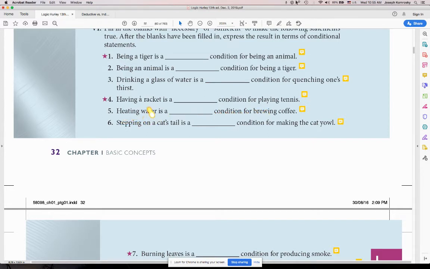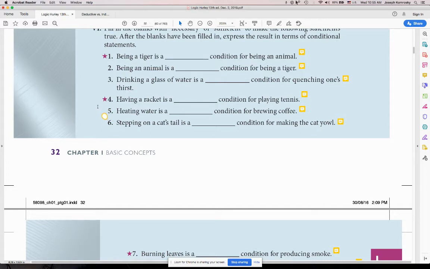You don't have to heat water. You can have ice. You can chill water. You can have cold coffee. You can even have cold tea. So I could say heating water is a sufficient condition for brewing coffee because I can have cold water. So that's a mistake on Hurley's part.